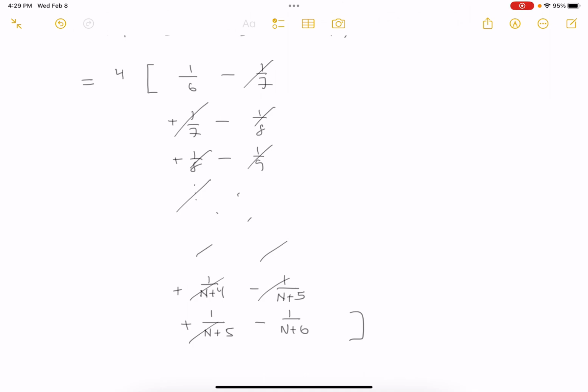And what am I left with? Let's write this down. I'm left with 4 times, and what would you get there? You get 1/6, and last but not least, you get 1 over big N plus 6. And that's what Sn is.